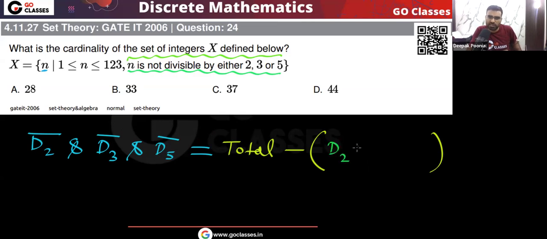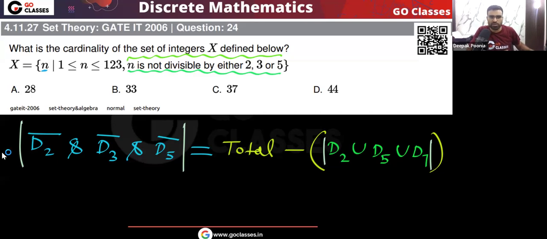Okay, so you can see either divisible by 2 or divisible by 5 or divisible by 7. The number of elements here will be equal to total minus the number of elements here. Now to find this value, you can apply the inclusion exclusion principle, union of 3 sets. Very easily we can apply the inclusion exclusion principle.